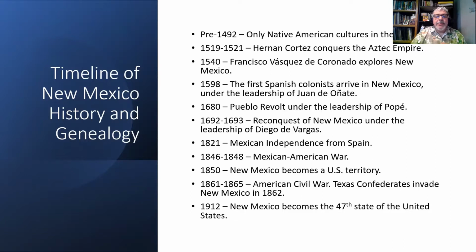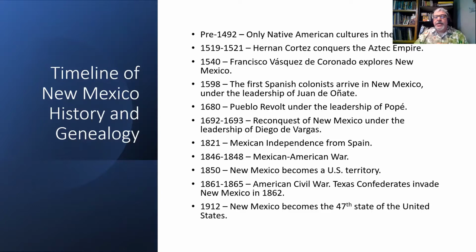In 1821, Mexico gets independence from Spain. At that point is when you have the Santa Fe Trail open up. And so you have Americans and other Europeans coming into New Mexico legally for the first time without having to have permission by the Spanish Empire. It's now under Mexico.